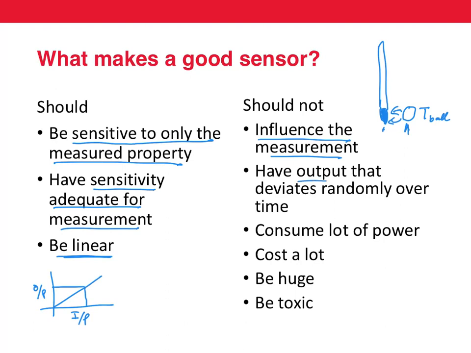We also do not want a sensor to have an output that deviates randomly over time. We also do not want our sensor to consume a lot of power. Imagine the amount of batteries and the cost of running if sensors consume a lot of power. Imagine our mobile phone batteries draining out in 10 minutes if we make a call because the microphone is taking huge amounts of power from the battery. And there are a few other things. For example, a sensor should not cost a lot, it should not be huge, it should not be toxic, but these are fairly straightforward and self-evident.